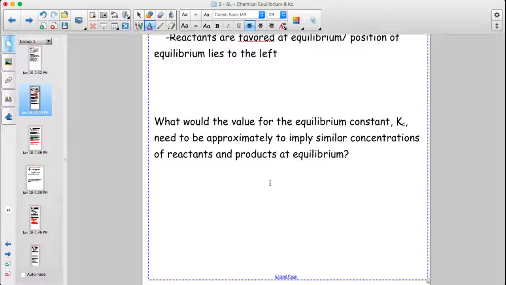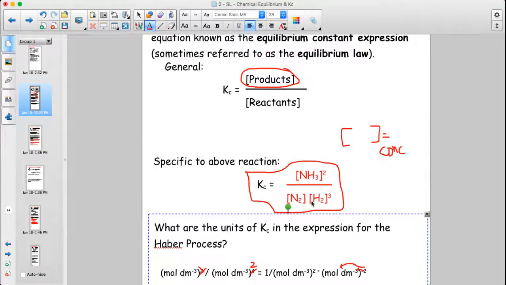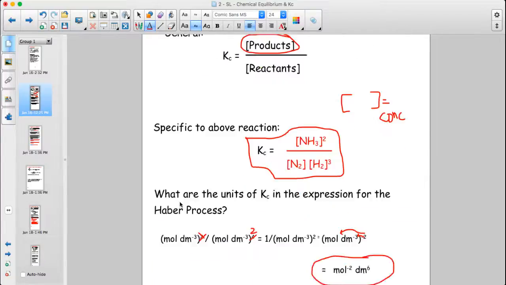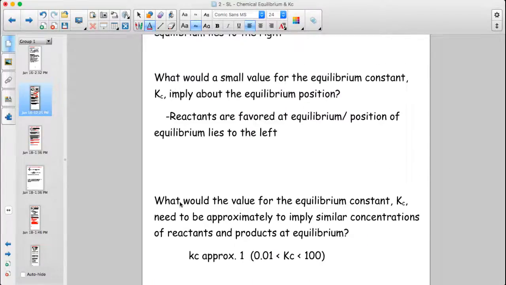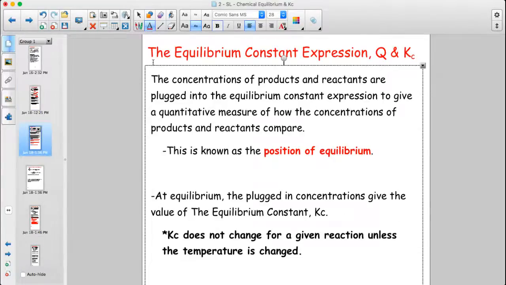And if the concentrations of reactants and products are almost the same at equilibrium, then the Kc value ends up being pretty close to 1. Really, it could be somewhere between 0.01 and like 100 and would still imply the relative amounts of both reactants and products are about the same, because if they're about the same when you plug them into this expression, the top and the bottom will be pretty close together in value. So Kc will be pretty close to 1. So those are some things you should be able to recognize about the magnitude of Kc.